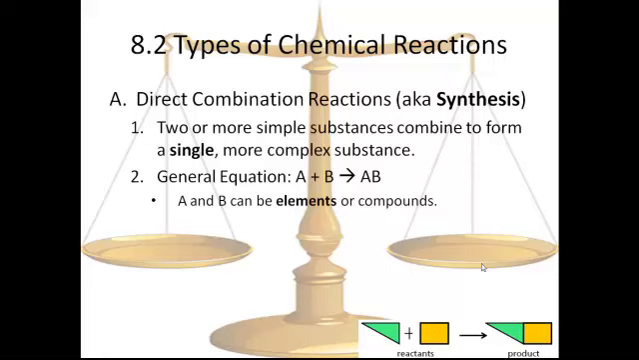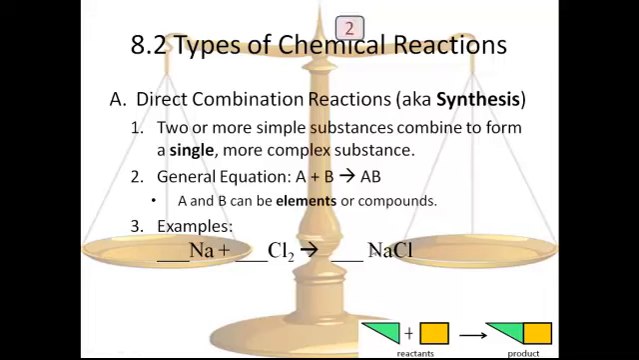In general, you've got A and B come together to form AB. These can be elements or compounds come together to make a bigger compound. For example, Na and Cl, they come together to make salt, NaCl. After we're finished predicting a couple things coming together, we'll want to balance. 1 Na, 1 Na, 2 Cl's, 1 Cl, so we better double the right-hand side.